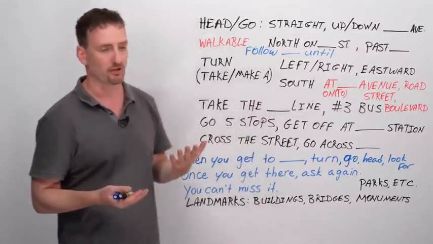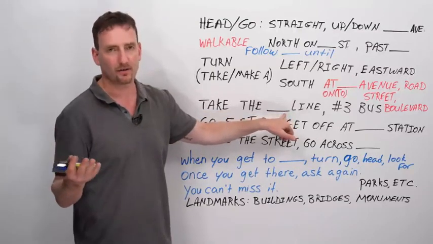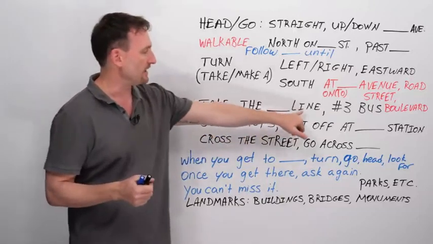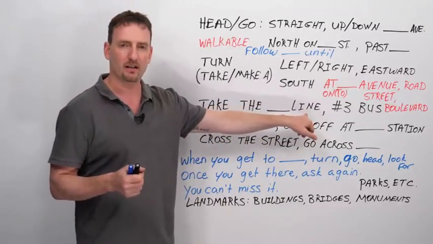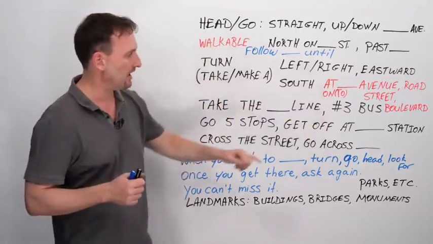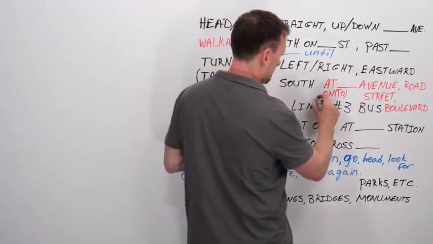Now, if the place you're going to is not walkable, is not within walking distance, then you have to give some more instructions. So take the number 1 line or number 10 line or whatever, if there's a name for the subway line. Generally speaking, when we talk about line, we're talking about subway or train, if it's above ground. Take the number 3 bus. I should put a "the" here.